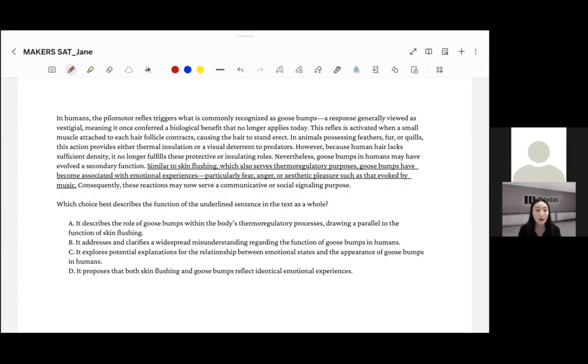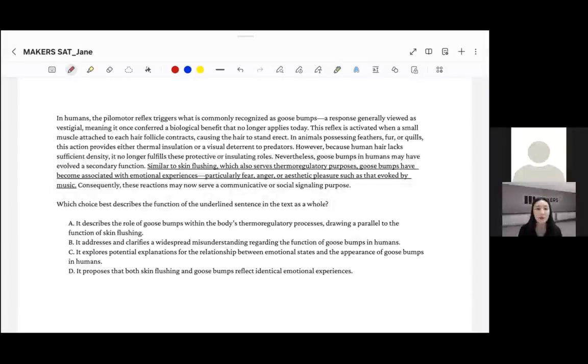the question out loud. In humans, the plyometer reflex triggers what is commonly recognized as goosebumps, a response generally viewed as vestigial, meaning it once conferred a biological benefit that no longer applies today. This reflex is activated when a small muscle attached to each hair follicle contracts, causing the hair to stand erect. In animals possessing feathers, fur, or quills, this action provides either thermal insulation or visual deterrent to predators. However, because human hair lacks sufficient density, it no longer fulfills these protective or insulating roles.